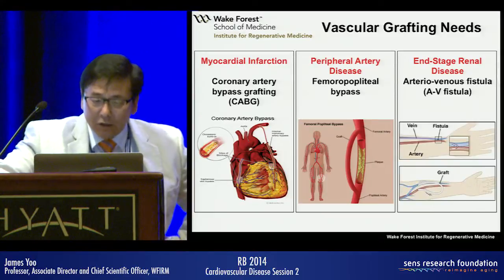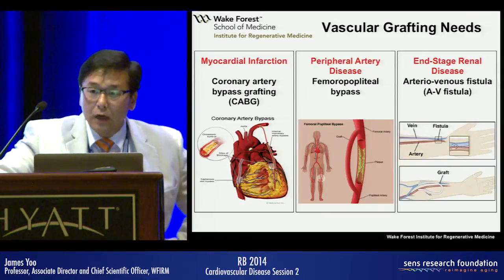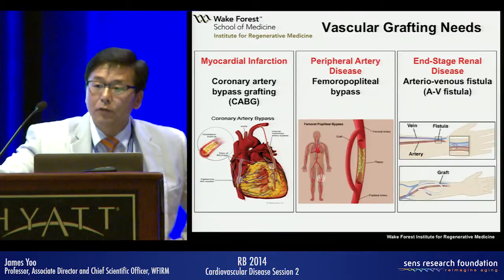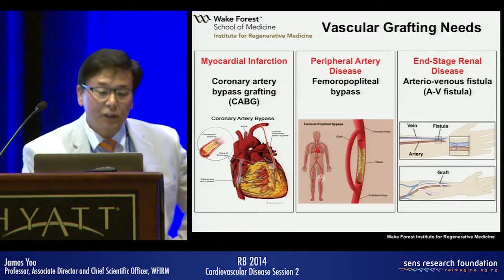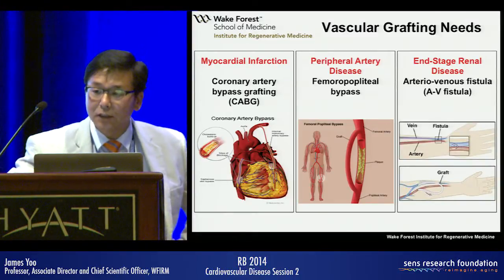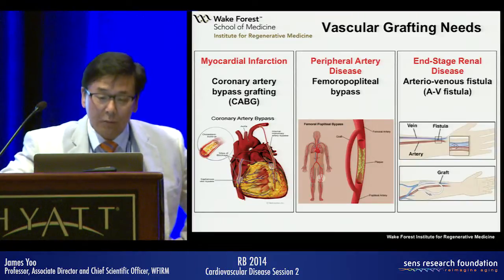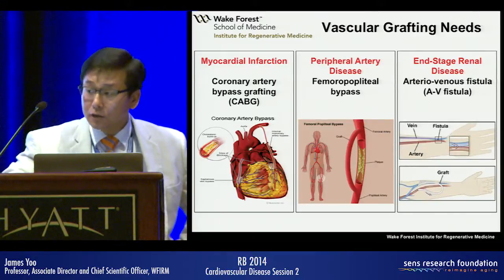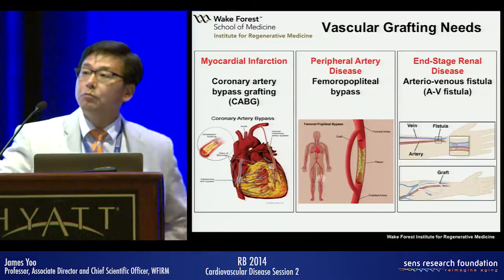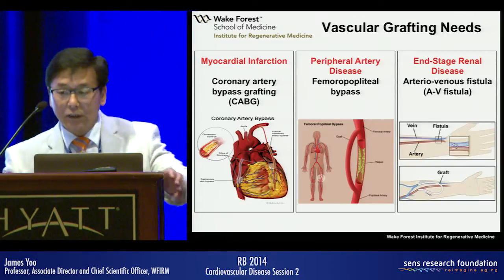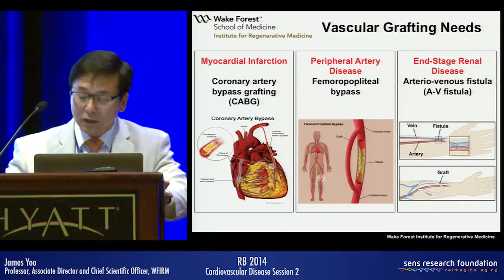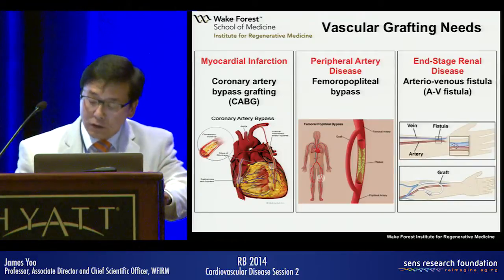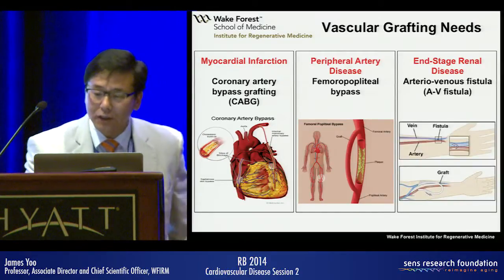In this area, vascular grafting has many applications, and there are several areas where it is needed. Obviously, coronary artery bypass is needed in a large number of patients. Of course, there are peripheral artery needs, and in addition to that, dialysis access is also needed. So the bottom line is, we're in a severe situation where a good functioning vascular graft is needed.